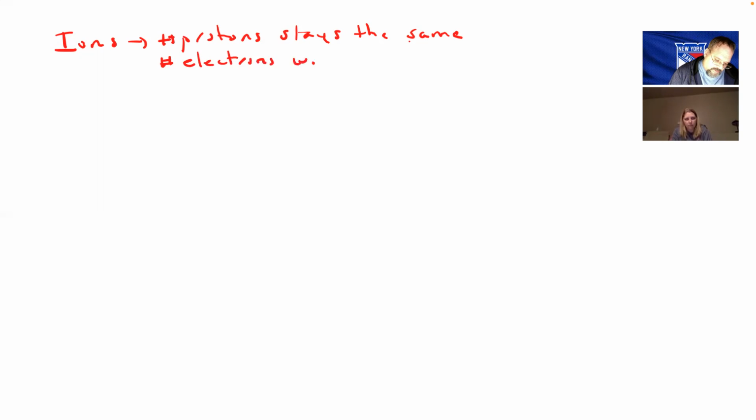All right. So keep in mind that for ions, the number of protons stays the same as with the atom itself, as compared to the atom itself. But the number of electrons will change. That's the part that's going to change, because essentially the identity of the element is going to stay the same. So the number of protons is going to have to stay the same, but the number of electrons will change.